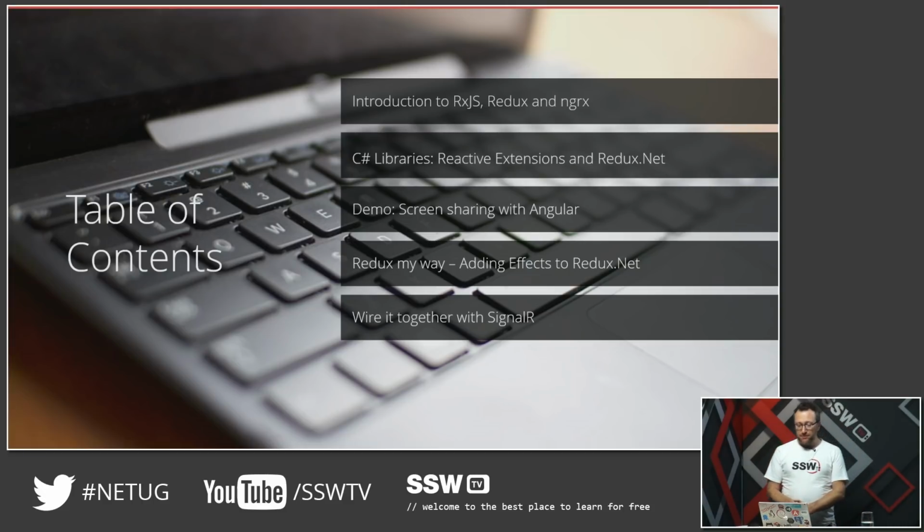So what I'm going to talk about, I'm going to start with an introduction to RxJS, Redux, and NGRX. So these are the basic concepts to get across of what reactive programming is and what Redux is. Then I'm going to talk about the C# versions of those libraries. So the introduction, I'm going to show you the JavaScript versions because they're the most common ones. They're what you're most likely to use when you first go about using the Redux pattern. I'm then going to show you the C# libraries that perform a similar operation inside C# code.